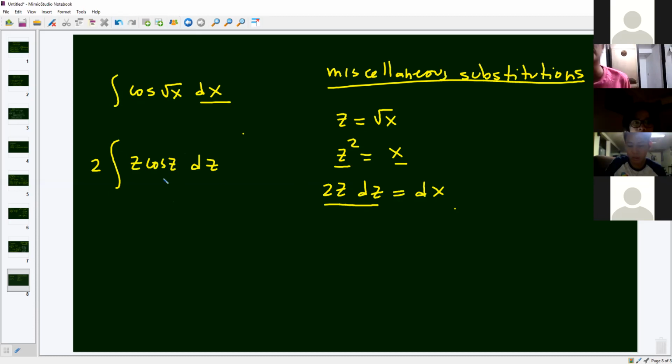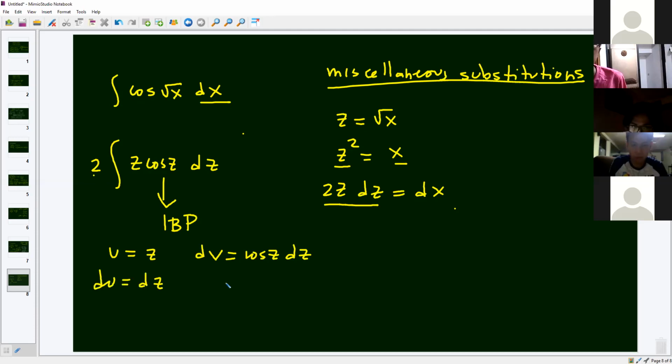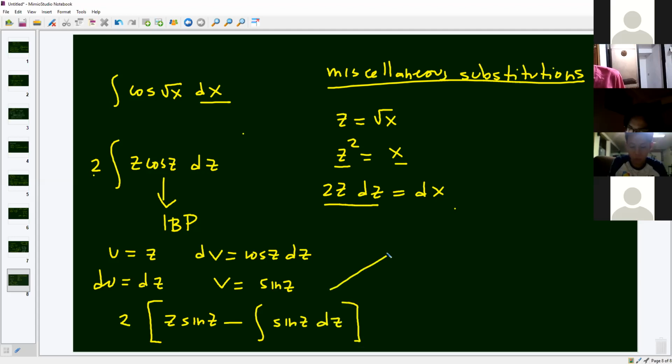And dito ka magba-by parts. Diyan ka mag-IBP, yung tinatawag na integration by parts. So don't forget that 2 multiplier outside. If u is z, then dv must be cosine z dz. Then du is dz. Then v is integral of cosine, which is sine z. So by parts, that becomes 2, I have a 2, no? uv is z sine z minus the integral of v du, which is sine z dz. See this, guys? So mangyayari, integrable na to.